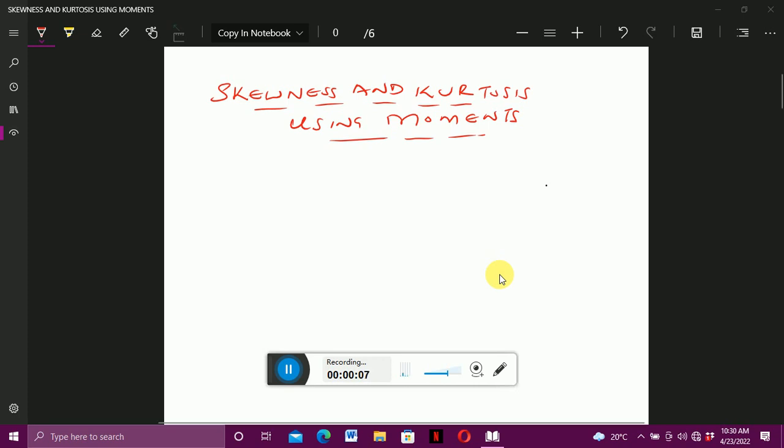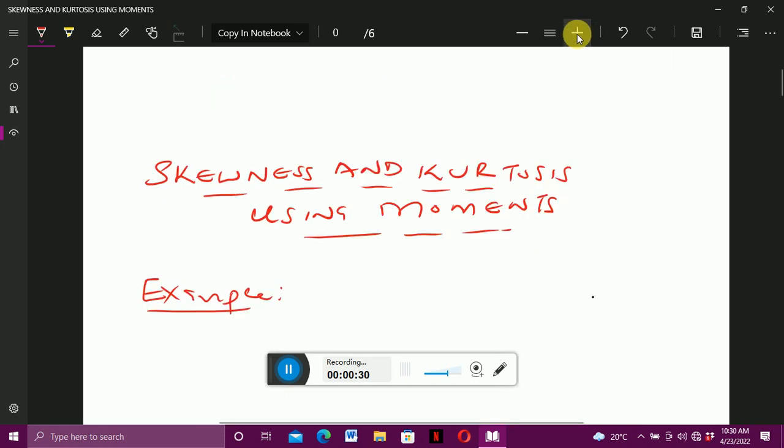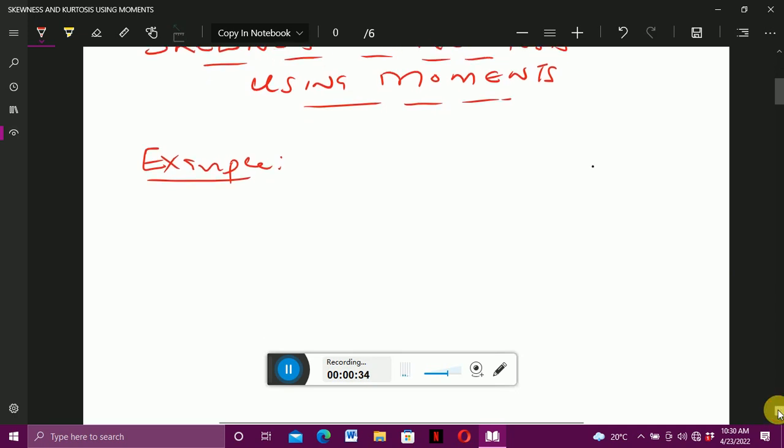Today we are going to see how we investigate skewness and kurtosis of a distribution using moments. And we are going to do that using an example. So we write this example. I like to make my space bigger. So this is the example we are going to solve.